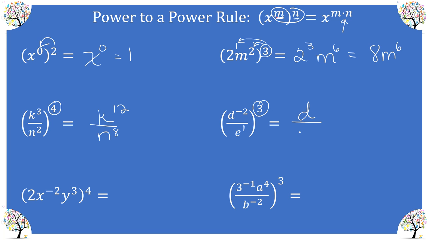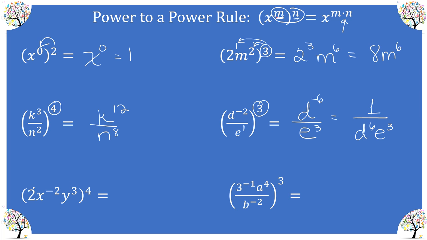So I have a d and I have an e. 3 times -2 is -6. 3 times 1 is 3. Now we need to move d to the -6 to the denominator, and e to the third stays where it is, and put a 1 in our numerator.